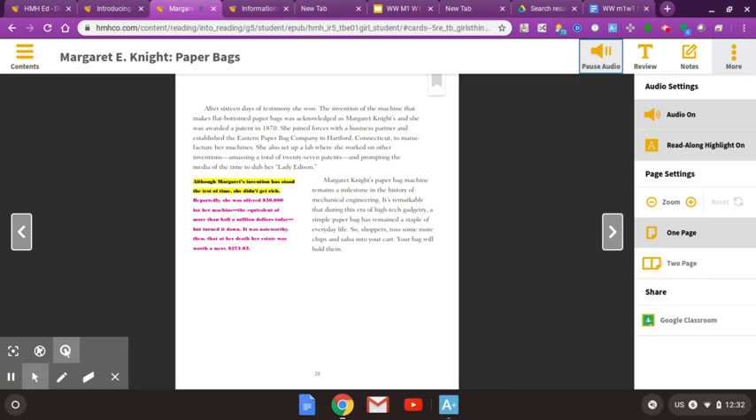Although Margaret's invention has stood the test of time, she didn't get rich. Reportedly, she was offered $50,000 for her machine, the equivalent of more than $500,000 today, but turned it down. It was noteworthy then that at her death, her estate was worth a mere $275.05.